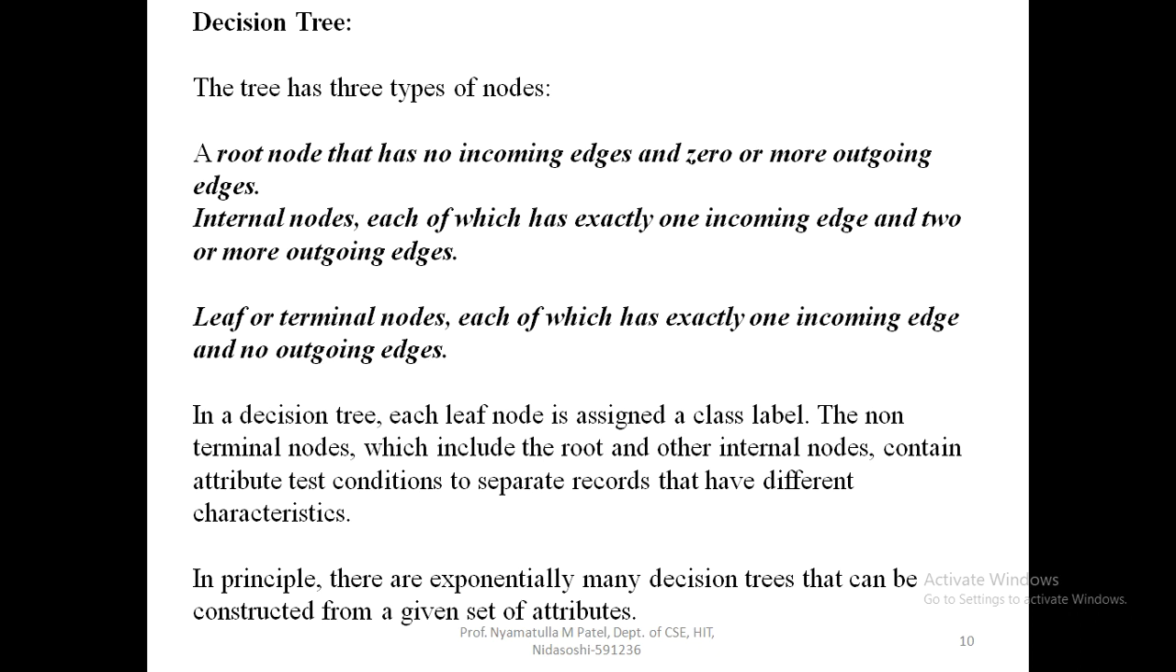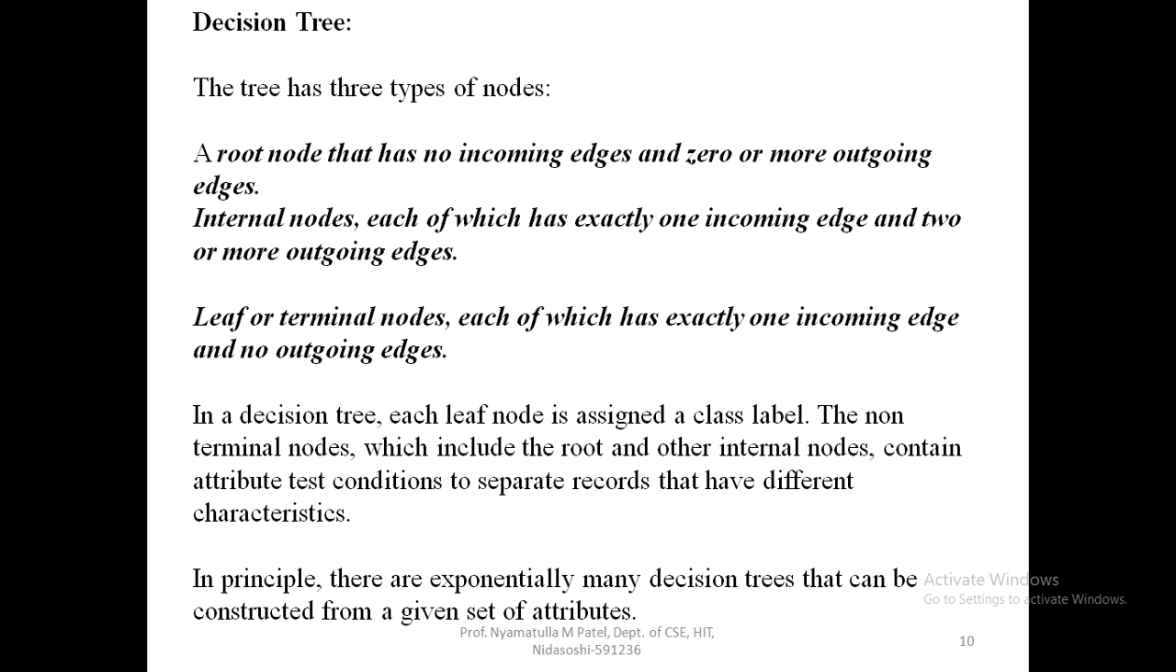A root node has no incoming edges and 0 or more outgoing edges. So the root node is the point from where we start. It has no incoming edges and it has 0 or more outgoing edges. So there is no input to the root node, but there may or may not be an output from the root node. That is the point from where your decision tree starts developing.